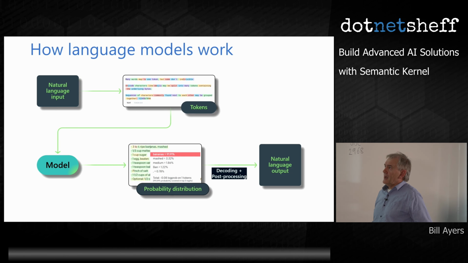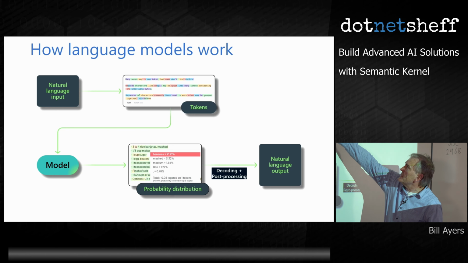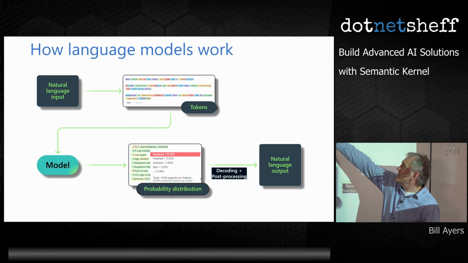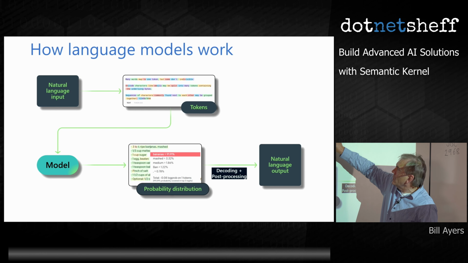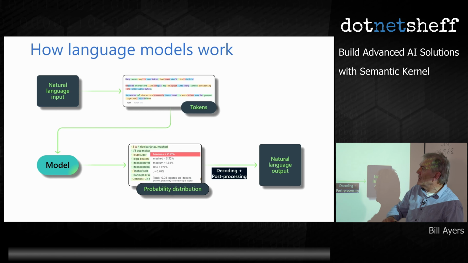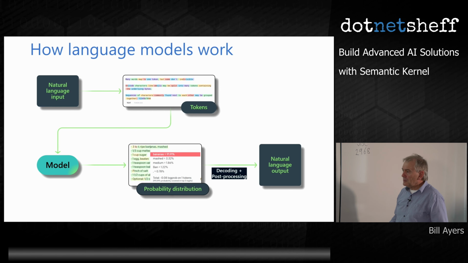So you start with some tokens. The tokens are, for short words, they might be the whole word. For longer words, I didn't see one here. The numbers here are broken up, for example. And it will then feed it into the model.